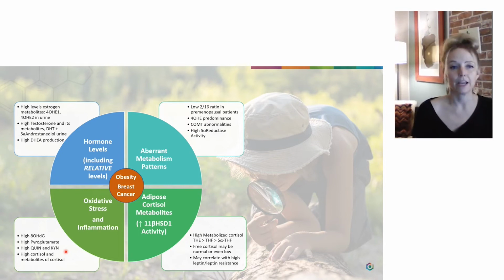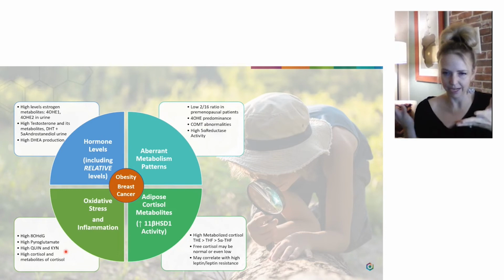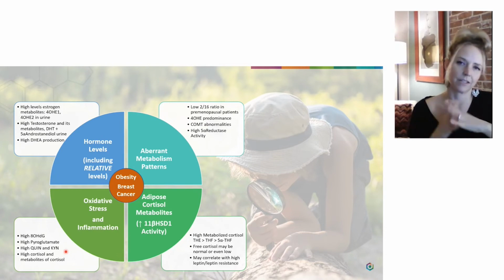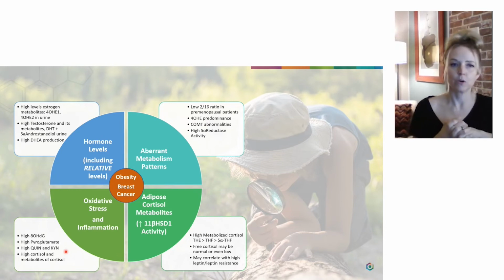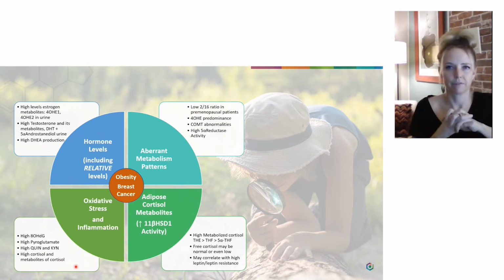But when kyne and quin are both elevated at the same time and not necessarily at a higher ratio, it can tell us about insulin resistance and systemic inflammation as well. So we'll want to look at that pretty closely. I have some cool information on quin and kyne for breast cancer and obesity to share. And then, of course, cortisol and metabolites of cortisol can be a big sign of inflammation and stress, since cortisol is our big stress hormone and anti-inflammatory hormone.